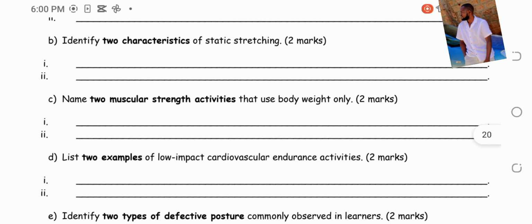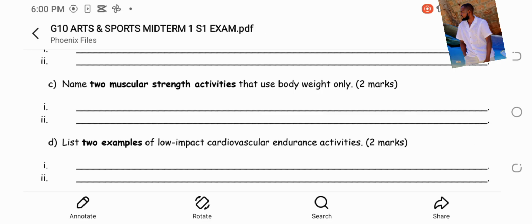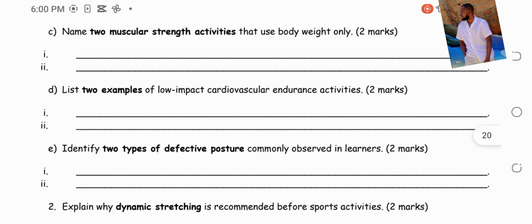Then number C says, name two muscular strength activities that use body weight only. We can have push-ups and squats. That's a good example. Then list two examples of low impact cardiovascular endurance activities. Low impact, we can have cycling and walking. Those ones don't need a lot of impact, so they are low impact cardiovascular activities.